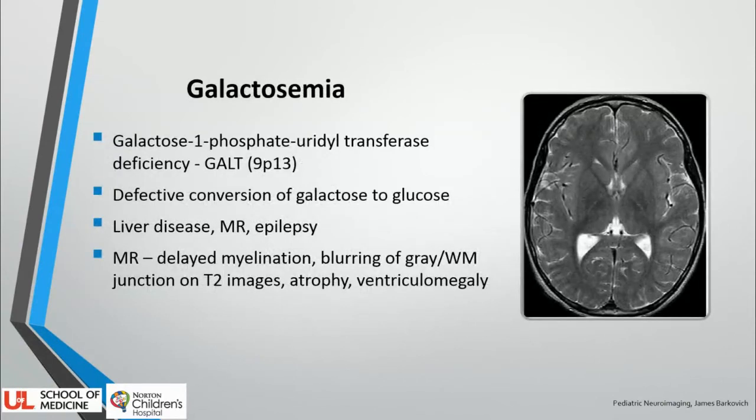Enzyme deficiency in galactosemia results in decreased conversion of galactose to glucose. One of the treatments for this condition is dietary restriction of galactose. So if untreated, these patients present with liver disease, mental retardation, and epilepsy. The T2 image here shows diffuse blurring of gray-white differentiation from delayed myelination.